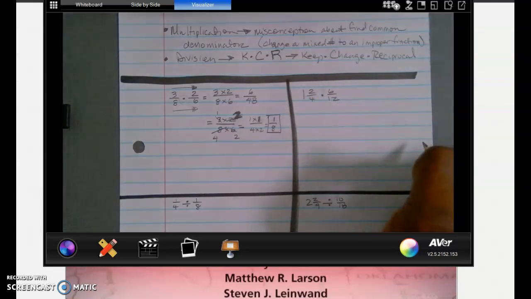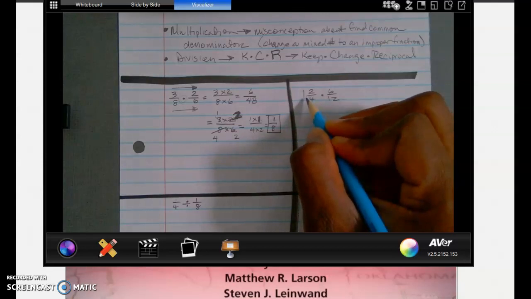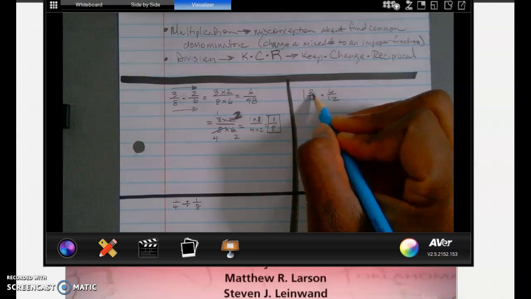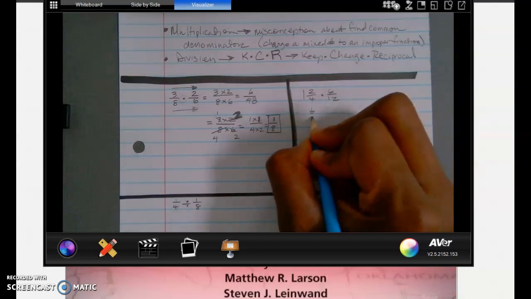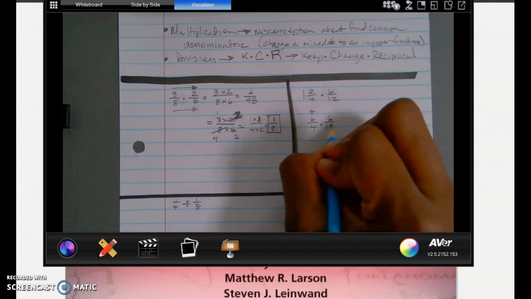I know that when I'm converting to an improper fraction, I need to take the denominator here, multiply it by my whole number, 4 times 1, that's 4. Add that to what's in my numerator, that is 6, and then I'm going to use that as 6/4. I'm going to set this up again as a multiplication problem.